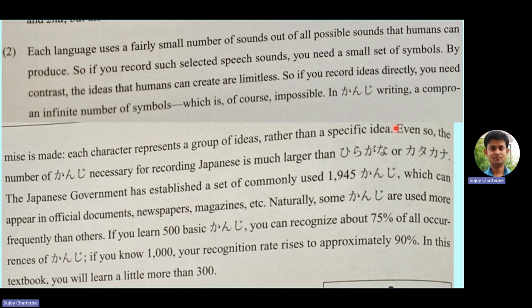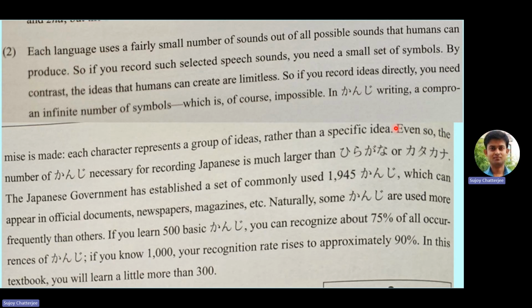So in kanji writing, a compromise has been made. Each character represents a group of ideas rather than a specific idea. That means we can use one particular symbol to represent different ideas depending on the context. So it's a group of related ideas which can be conveyed using one kanji character. And in that way, we don't have to have an infinite number of kanji symbols. Even so, the number of kanji necessary for recording Japanese is much larger than hiragana or katakana.